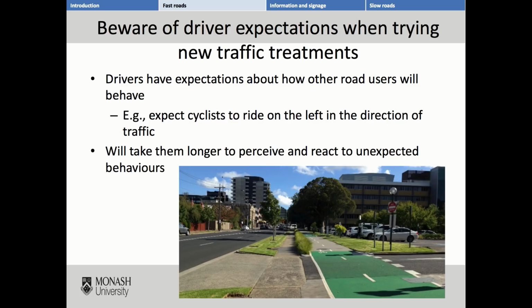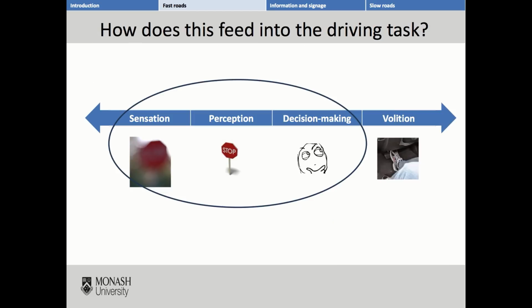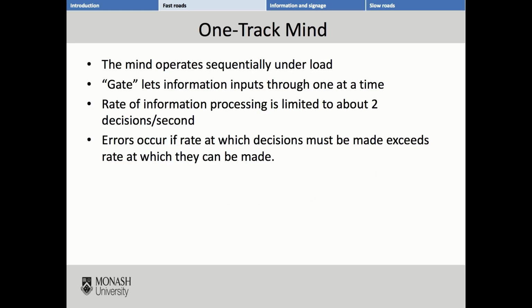We need to be aware of driver expectations when we're putting in new traffic treatments, because those expectations that have historical legacies might impact on how drivers and road users perceive the space and use the space. So how does this all feed into what is essentially a driving task, or even a pedestrian, cyclist, or other transport user task? We've got all these things going on in our heads, but what does it actually mean?